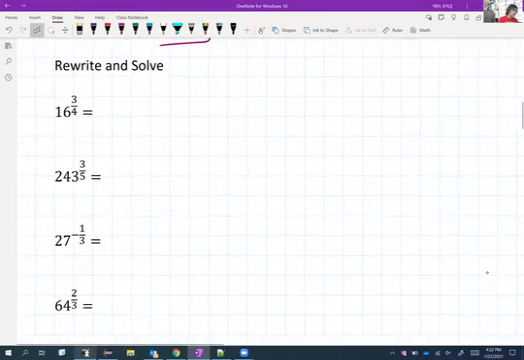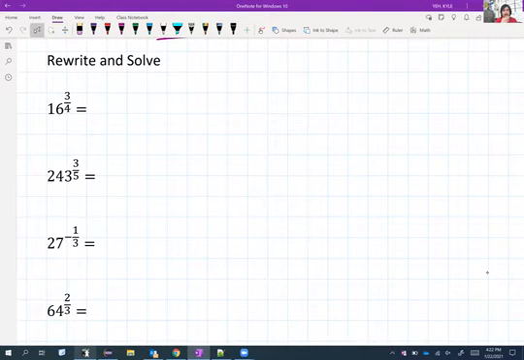So these 4 problems say rewrite and solve. I'm going to do the first one, and then I'm going to let you do the second one, work on it, and then we'll come back. So 16 to the 3/4 power. I mentioned earlier, I typically like to do the root first. So I'm going to say, well, that's 16 to the 1/4. Do that denominator first, and then cube it.